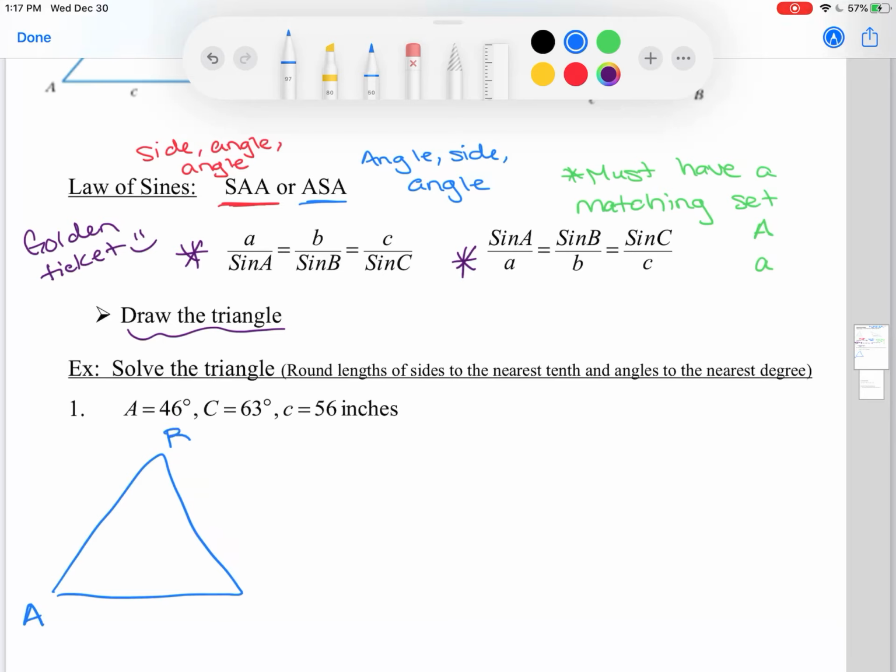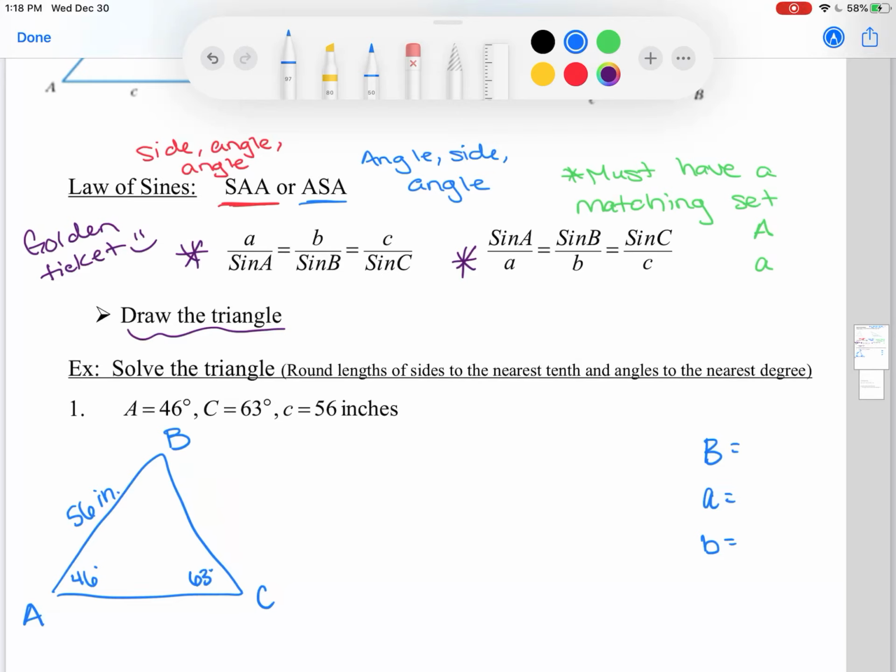I always do A in the bottom left. That's just me. As long as you label everything correctly. The A value, the angle they told me was 46 degrees. I'm going to fill that in. C was 63 degrees. And the length of c, remember directly across from the angle, was 56 inches. So now at the end of all of this, I want to know what my angle B is. I want to know what my side length a is. And I also want to know what my side length b is. Those are the 3 missing pieces that I need to know at the end of all of this.